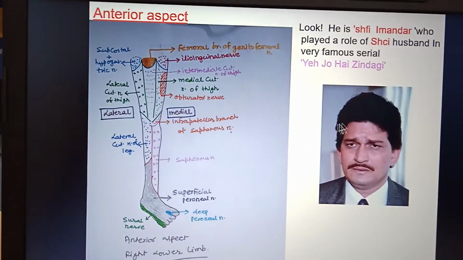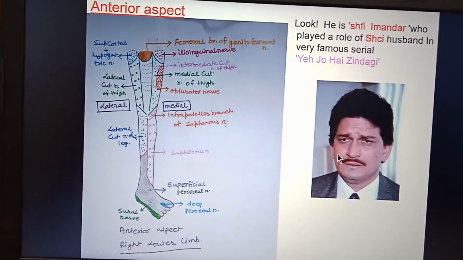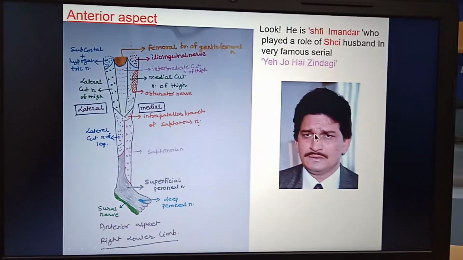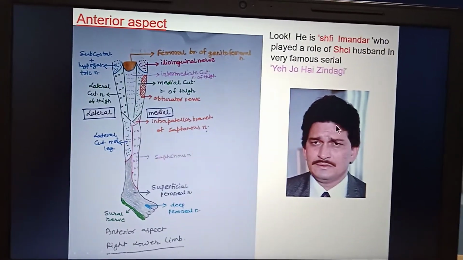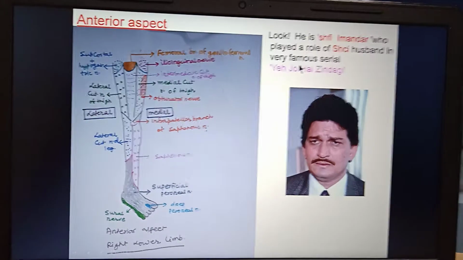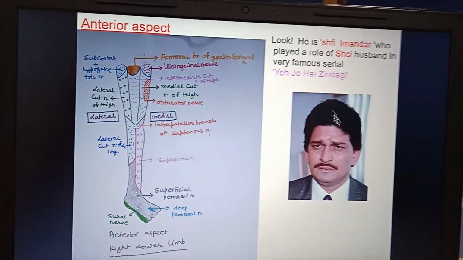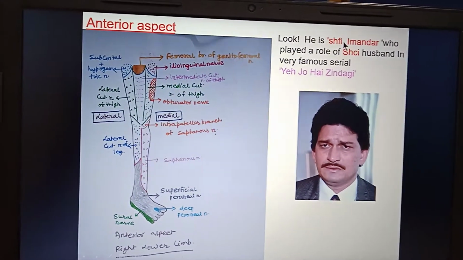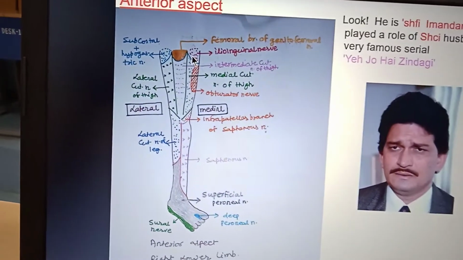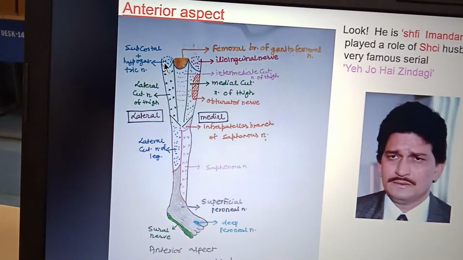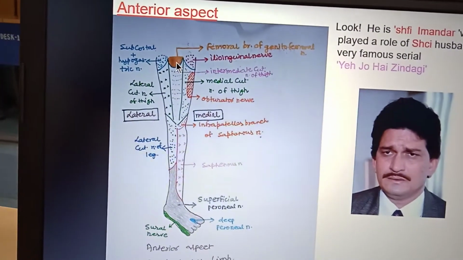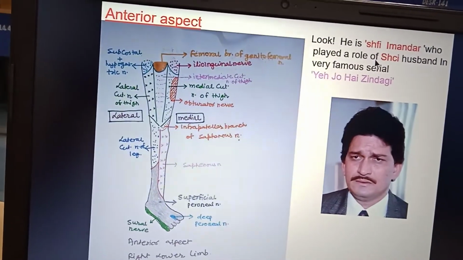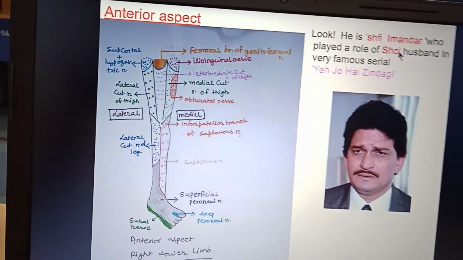So look who this is. He is Safi Mandar, a famous Indian actor who is no more, and he played Saki's husband in the very famous serial Ye Jo Hai Zindagi. Safi Mandar. The spelling of Safi is SHFI. So here from lateral to medial, this is supplied by SH, the first jhalar. Second is from F, and this is I. And on the back side, it will be supplied by SH, then C, and then I.